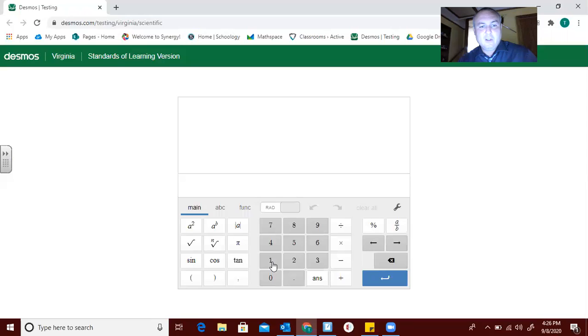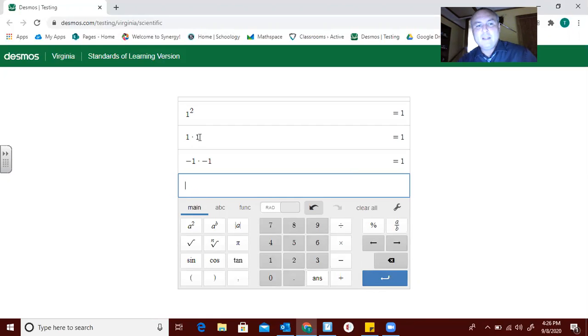So I'll show you the first thing that we saw was 1 squared. That equals 1. Then you have 1 times 1. That also equals 1. Let's try -1 times -1. Also equals 1. So if 1 times 1 is the same as 1 squared, then doesn't that mean that -1 squared should also equal 1?